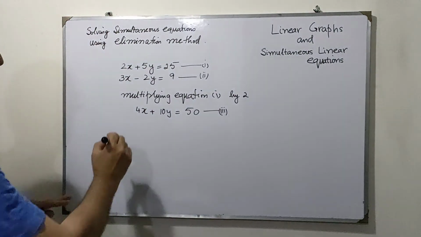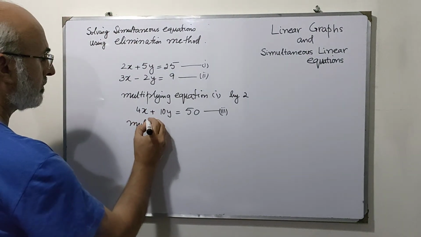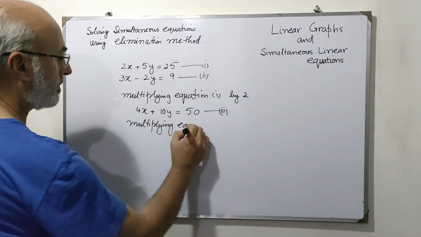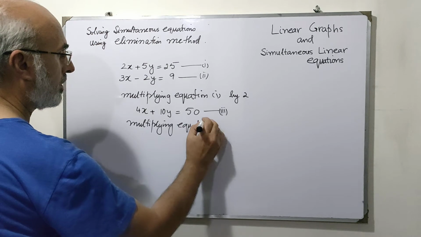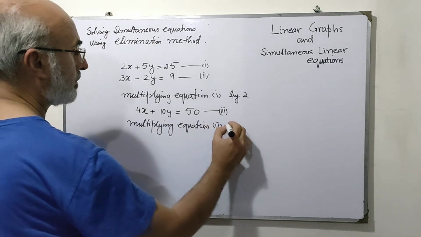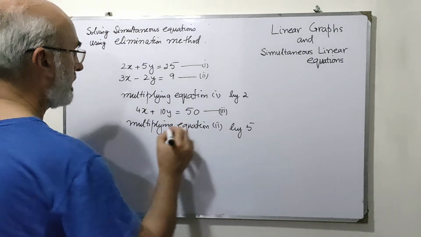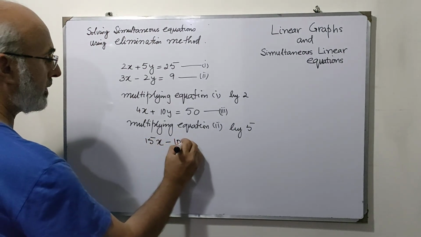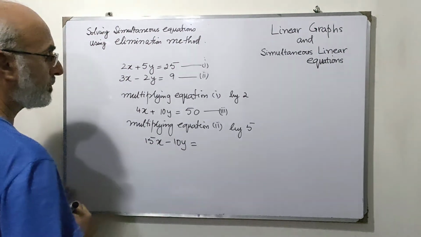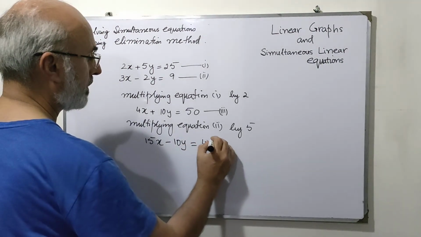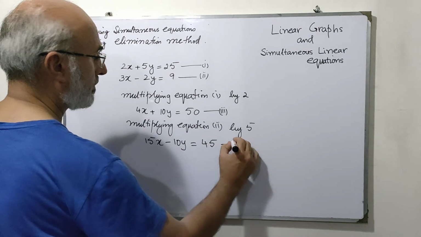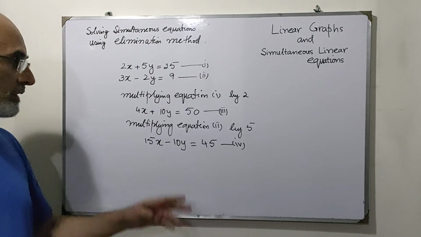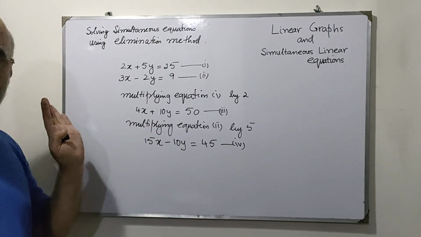Now multiplying equation 2 by 5, we have 15x minus 10y is equal to 45. We can call it equation 4. So we now have the situation where we can eliminate either y or x. We can eliminate y easily.